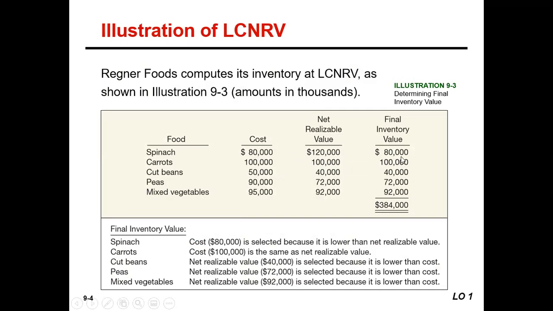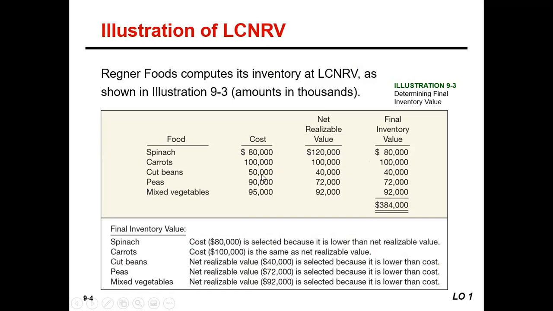So in this example, they're showing us that spinach has a cost of 80,000 and a net realizable value of 120. So we're going to use the inventory value of the spinach at 80,000 because the cost is lower. We're going to report it at the lower of cost or net realizable value, so we're going to report it at cost. Carrots have a cost of 100,000. That's also their net realizable value. So that's how they're reported.